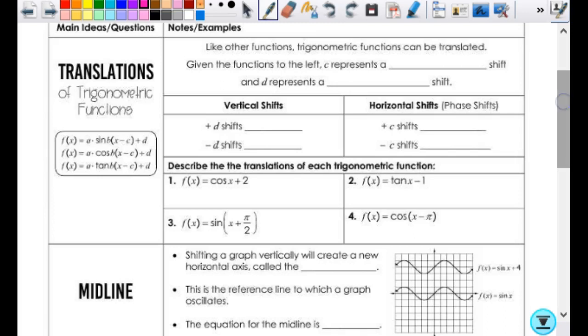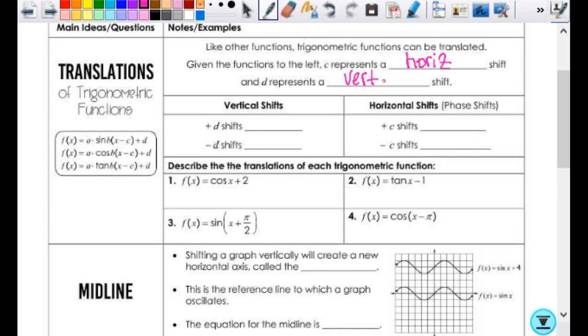So it says, like other functions, trigonometric functions can be translated. Given the functions to the left that are written out over here, C represents a what kind of shift? Horizontal. Okay. And D represents, oh goodness, D represents a what? Vertical shift.